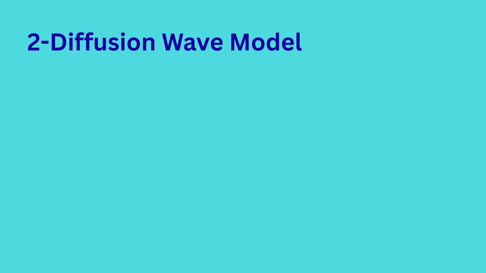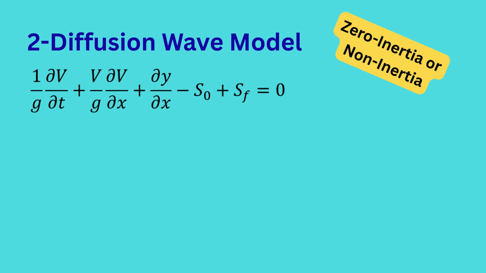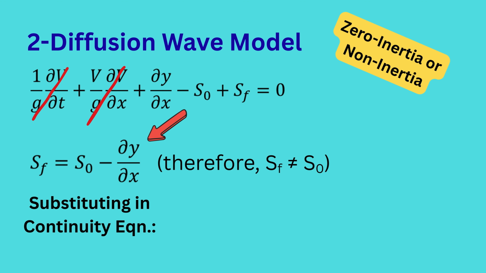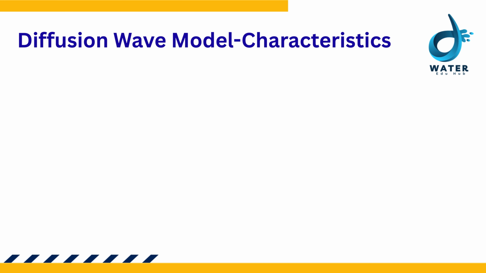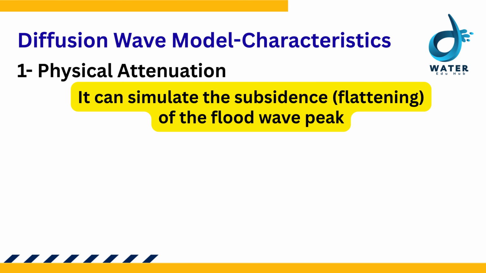The diffusion wave model, also known as the zero inertia or non-inertia model, improves upon the kinematic wave model by retaining the pressure gradient term while still neglecting the inertia terms. The momentum equation simplifies to this. Therefore, the friction slope differs from the bed slope due to the slope of the water surface. Substituting this into the continuity equation gives an advection diffusion equation like this. The characteristics of this model are as follows. First, the physical attenuation. Unlike the kinematic wave model, the diffusion wave model simulates the subsidence or flattening of the flood wave peak as it travels.